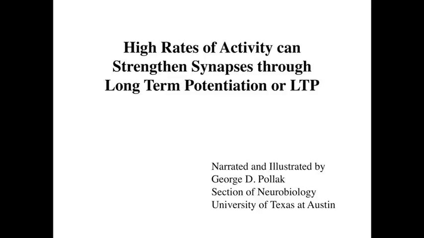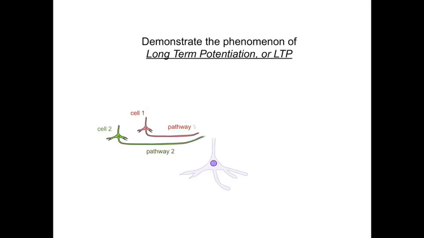Synapses in many parts of the brain are not hardwired and unchangeable. Rather, they are plastic, in that their strengths can be adjusted by the degree of activity at the synapse. In this movie, we will discuss how high rates of activity can strengthen synapses through a phenomenon called long-term potentiation, or LTP. So here we're going to demonstrate the phenomenon of long-term potentiation, also abbreviated as LTP for short.